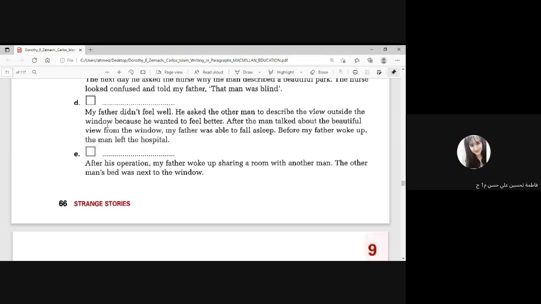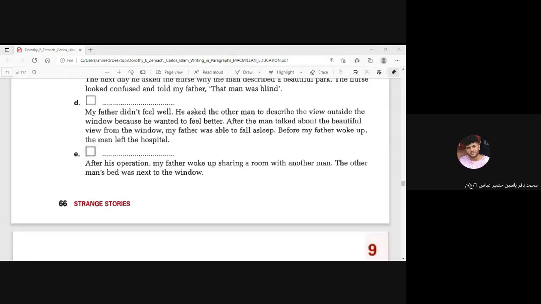My father didn't feel well. He asked the other man to describe the view outside the window because he wanted to feel better. After the man talked about the beautiful view from the window, my father was able to fall asleep. Before my father woke up, the man left the hospital. That's okay. Thank you. This is nice reading. Okay. Now, do we have another sentence with the middle of the story, or that's it? Let's see, Muhammad Baqir.